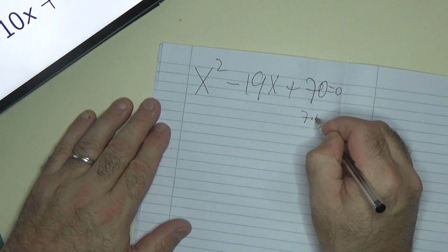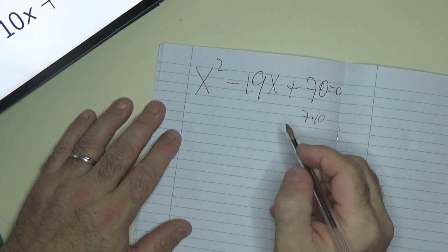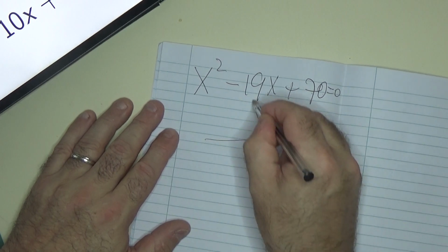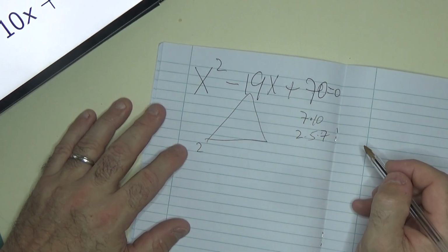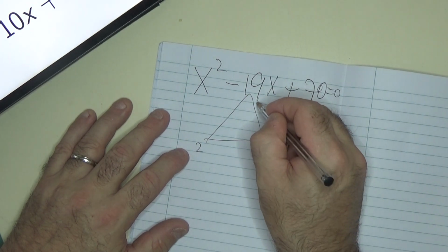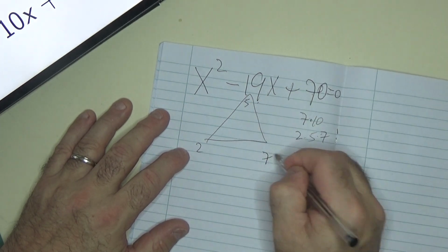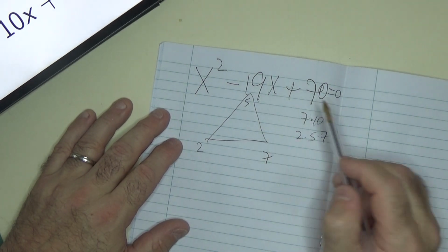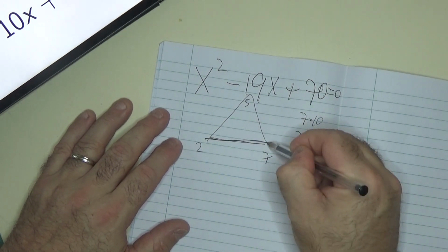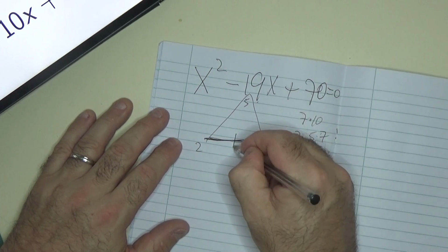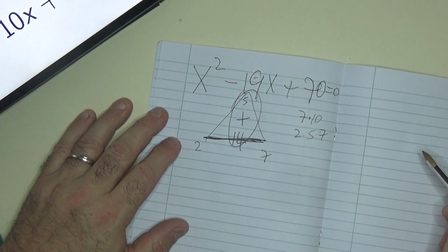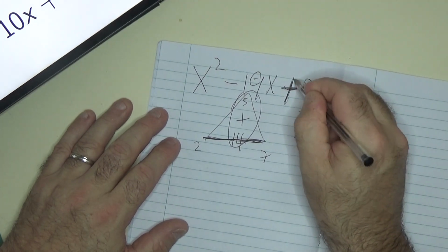Okay, 7 by 10, but 10 is still not separated out, so that's 2, 5 and 7. And you probably do not need to think analytically like this, but with 2, 5 and 7 on an association triangle, we're trying to get 19 in the middle. Well, the 14 and the 5 will work out perfectly, and the reason we want plus to get 19 is that this is a plus.